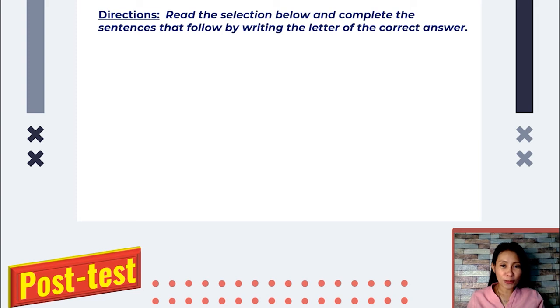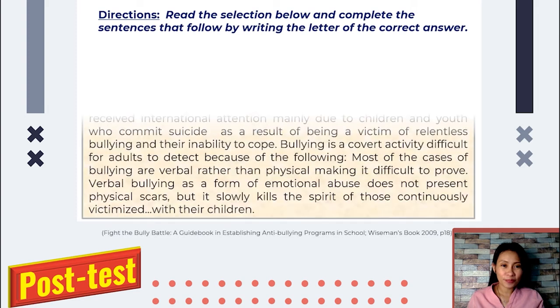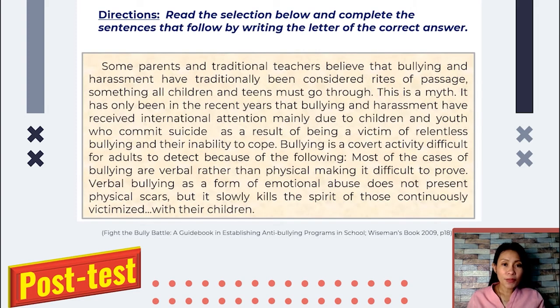Read the selection below and complete the sentences that follow by writing the letter of the correct answer. The text is: some parents and traditional teachers believe that bullying and harassment have traditionally been considered rites of passage, something all children and teens must go through. This is a myth. It has only been in recent years that bullying and harassment have received international attention, mainly due to children and youth who commit suicide as a result of being a victim of relentless bullying and their inability to cope.